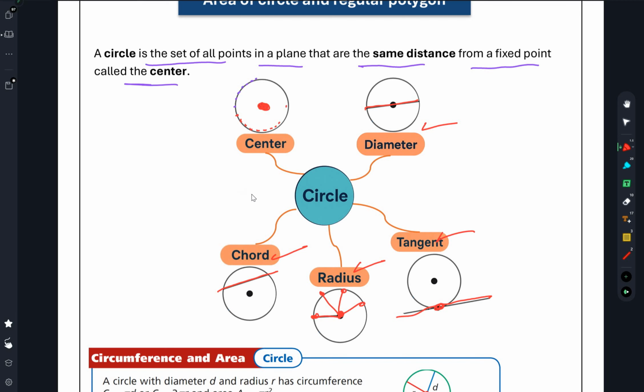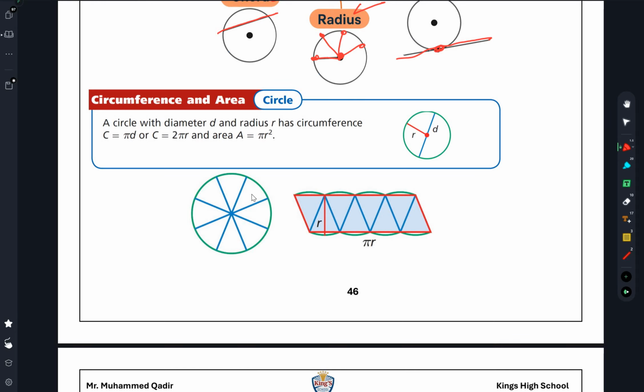Okay, students, now let's talk about area and circumference that we have already studied in previous years, like in grade 10, grade 9, grade 8. So let's recall the area. Area of a circle is A equals pi r squared, where r is the radius and pi is 3.14 and so on.